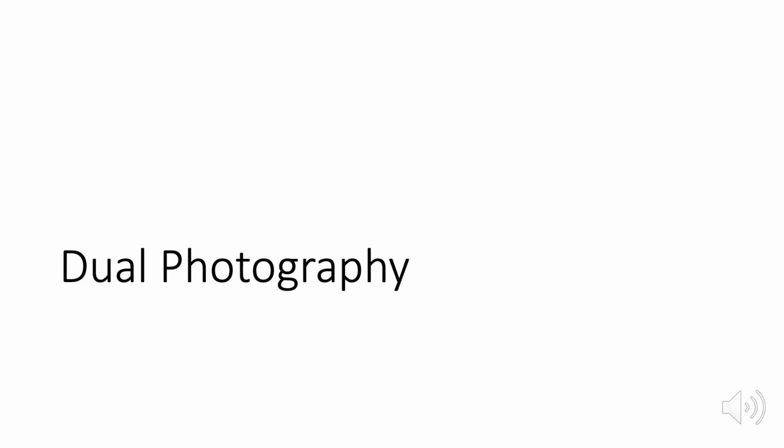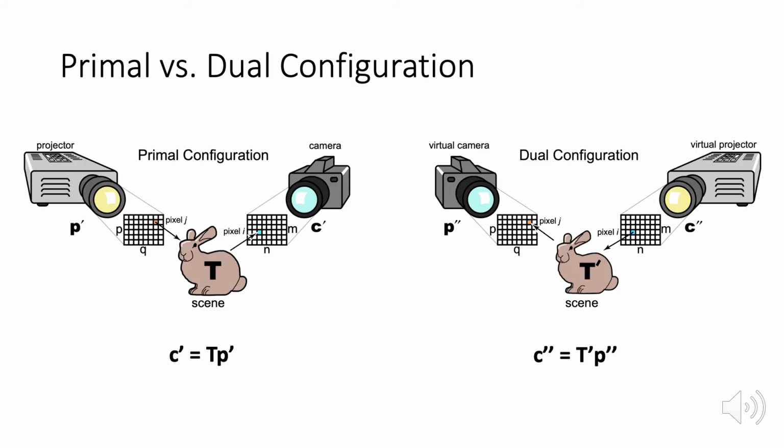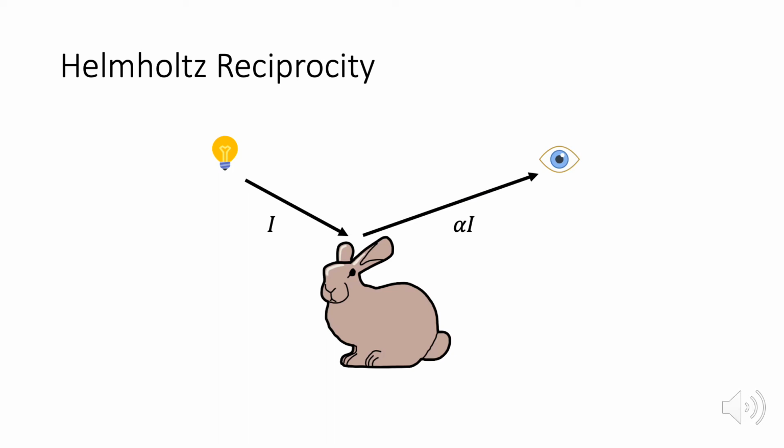Now, we are almost ready for the topic of dual photography. Again, let me introduce these two configurations. The primal configuration is the same as a conventional structured light system, while in the dual configuration, we want to virtually interchange the positions of the camera and the projector to generate the image from the viewpoint of the original projector. To implement this, we leverage Helmholtz reciprocity. Helmholtz reciprocity says that light transport is symmetric.